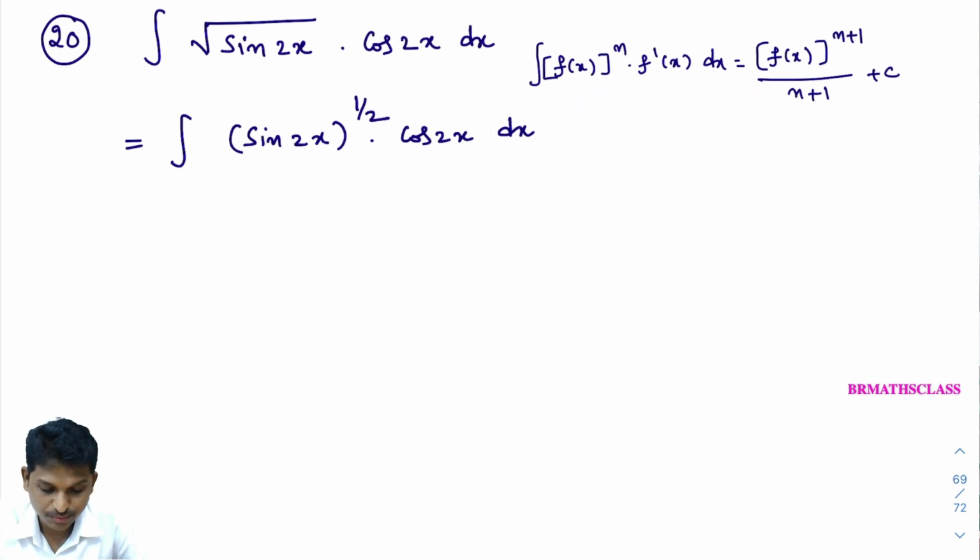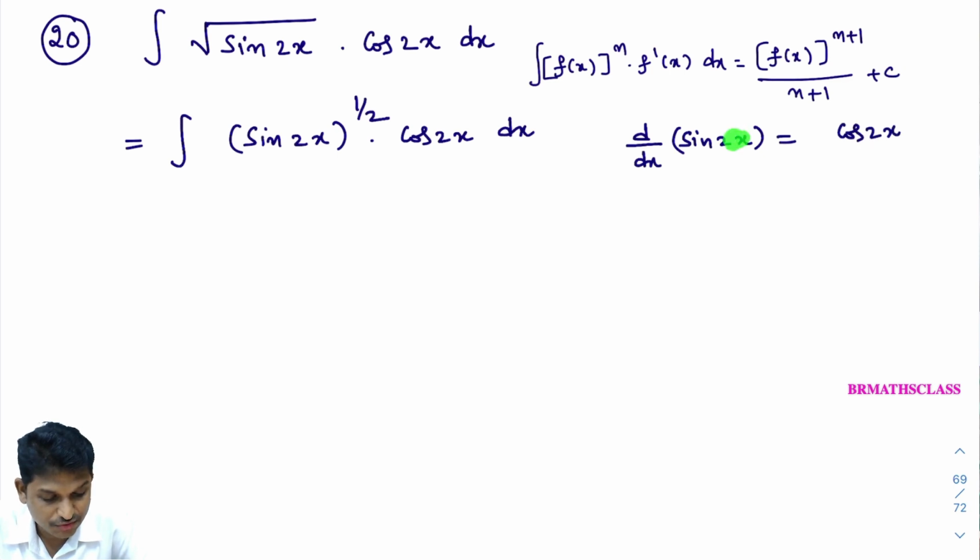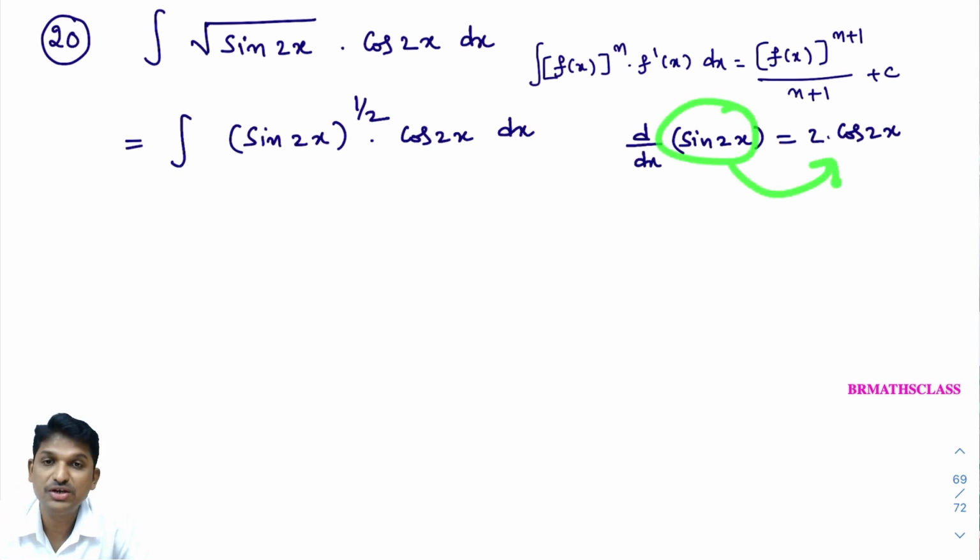Now, if I suppose this is f of x, what is the derivative of sine 2x? In chain rule differentiation, we learn how to differentiate this. I'll imagine this 2x as x. It looks like sin x. The derivative of sin x is cos x. So this is cos 2x into the derivative of 2x, which is 2. So the derivative of sin 2x is 2 into cos 2x. This we learn in the differentiation chapter.